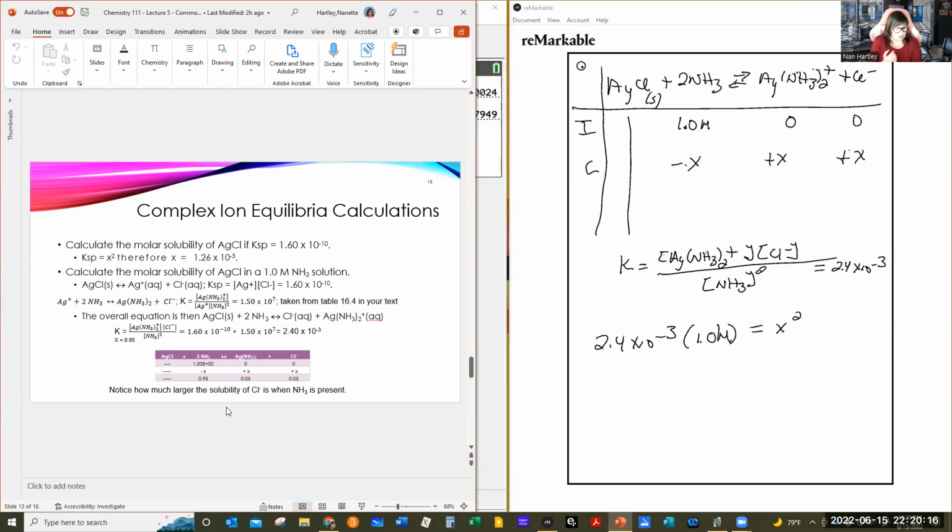That gives me a much larger solubility for Cl minus than when the NH3 wasn't present. Okay, so it's a much bigger value. Awesome, awesome. We love it when it's a much bigger value. So that's our complex ion equilibrium.